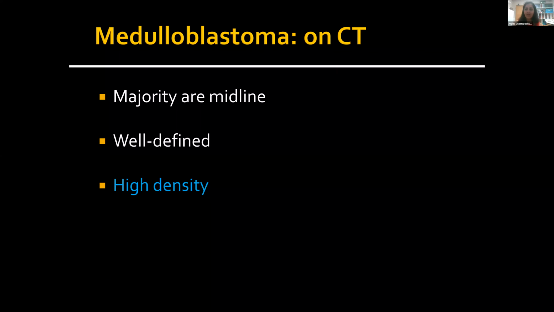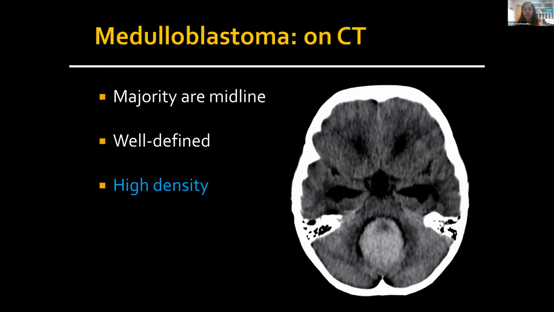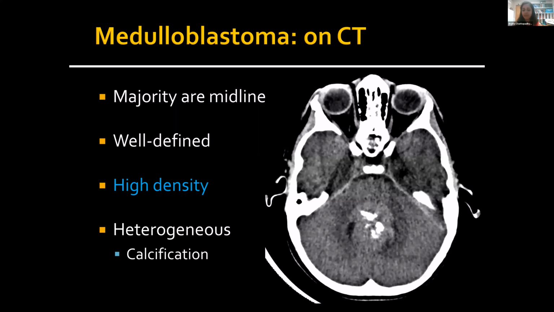So what do they look like on CT? Well, generally, the majority of these tumours occur in the midline. They're well defined and they're very dense. I might have windowed this image slightly to exaggerate that density, but it's a reflection of the cellularity of the tumour. Occasionally, they can be heterogeneous with areas of calcification and cystic areas or necrotic areas.